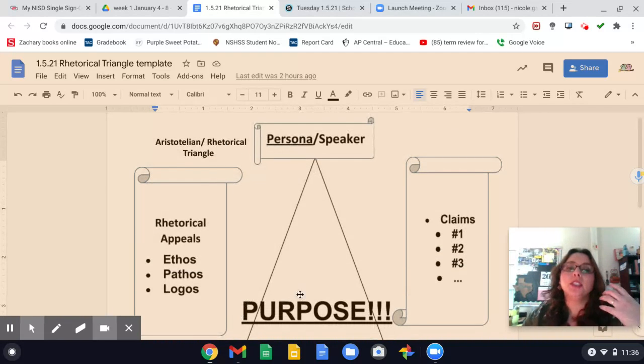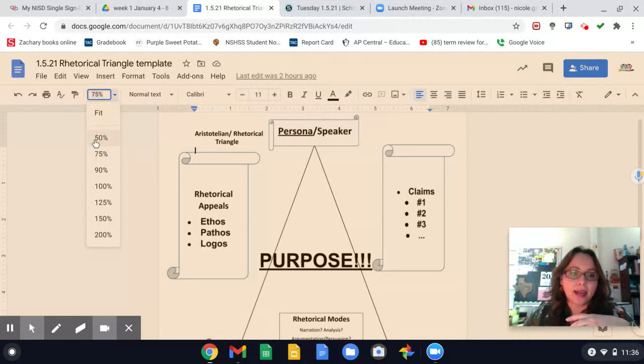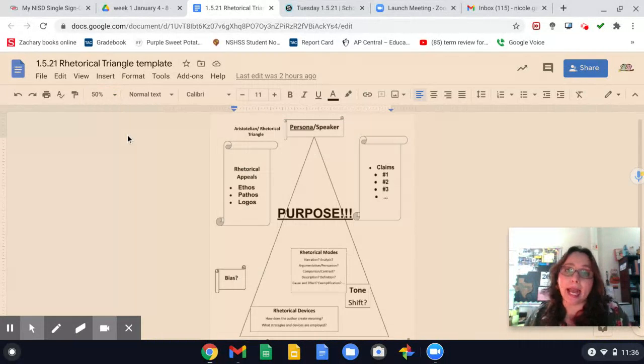We need to remember that in this rhetorical triangle, we're looking at how everything revolves and works in tandem with each other. Remember, tandem, like a watch, looking at the gears, how everything works together cohesively. It revolves around the purpose. We have to make sure that we got that on point.